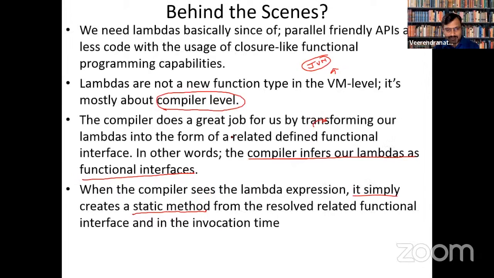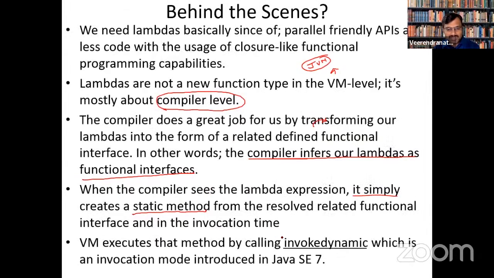And finally, there is something called invoke dynamic, which is a part of the VM. This was introduced in Java SE version 7. It is going to use that invoke dynamic, which will be helpful for calling that functional interface.